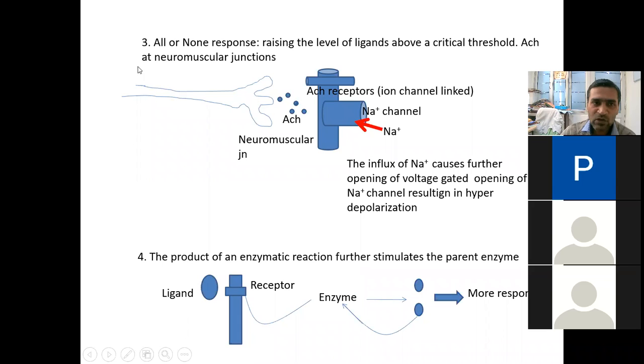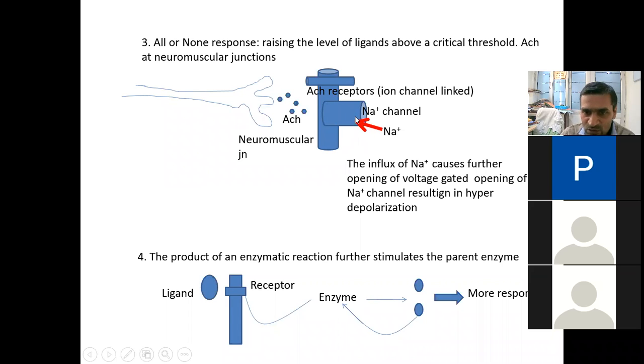For example, acetylcholine at a neuron. So we all know what happens at the neurosynaptic junctions, that these are the axon terminals, and these are the receptors, cell receptors in the other neurons or the muscular cells. So when acetylcholine acts on these receptors, acetylcholine receptors, these receptors are actually linked to ion channels, and these are sodium ion channels. So what happens? There is the influx of sodium ions. They start entering into the cells as soon as acetylcholine activates these receptors.